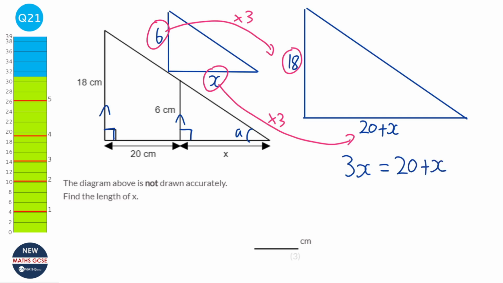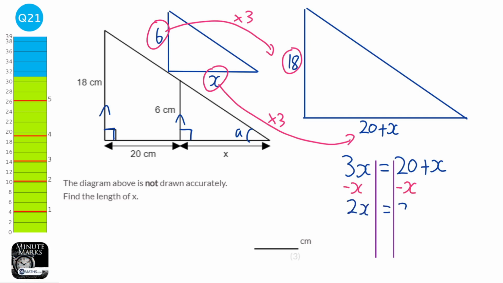And so I can solve this now. Subtract x both sides, always subtract the smaller amount, so 2x equals 20, and then divide both sides by 2. And so we've got x equals 10. So we know that x equals 10, it says find the length x, and so that will be 10.